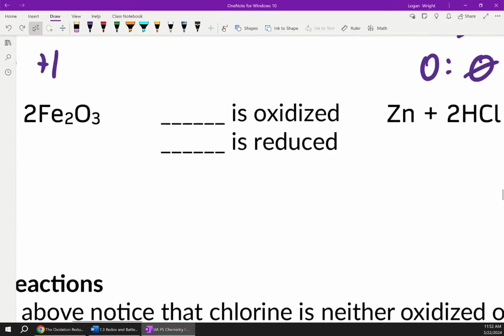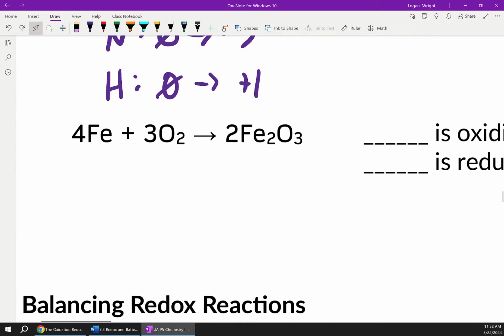All right, two more. What's my oxidation number for Fe? 0. And O2? 0. And Fe2O3? Not 0. We don't know yet. Well, it is 0 overall, but we need to figure out each element.